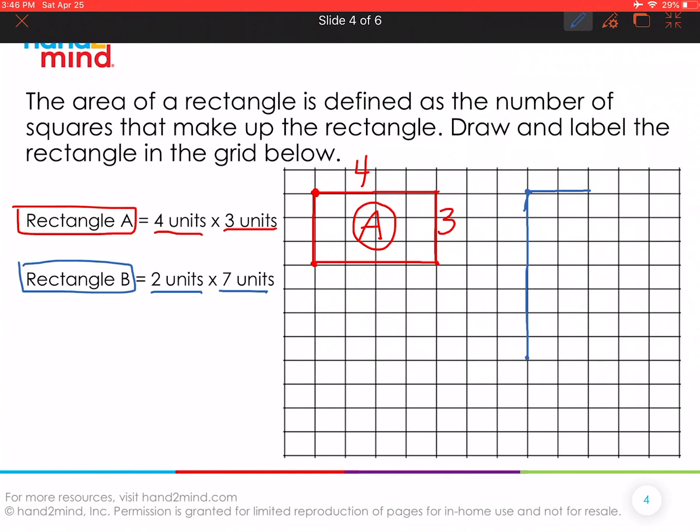So if my top side is 2 units long, my bottom side has to be 2 units long. If my left side is 7 units, my right side has to be 7 units. So then I'm going to go ahead and label this rectangle as a 2 by 7 rectangle, and again, this is for rectangle B.